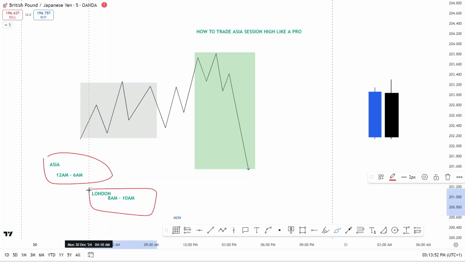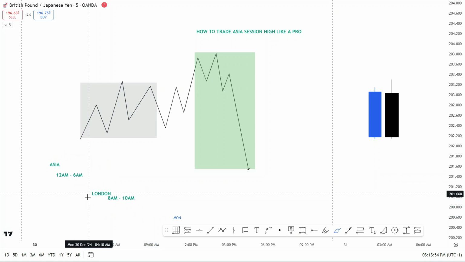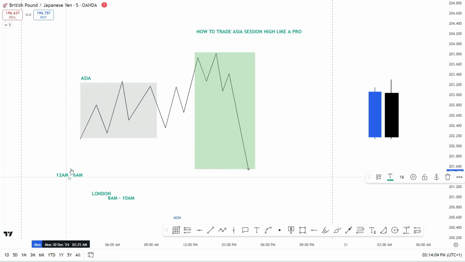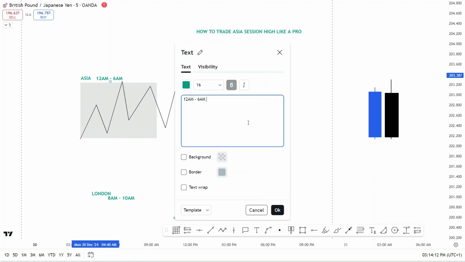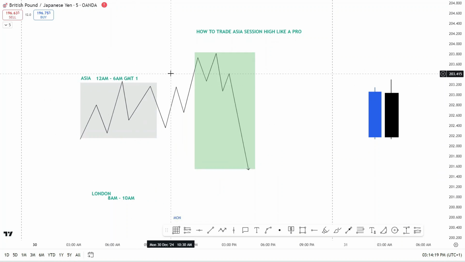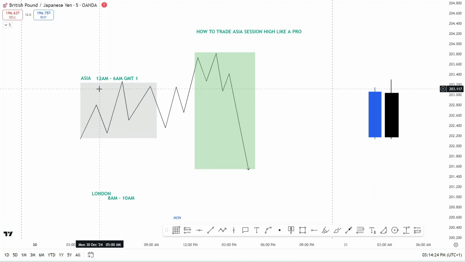Okay, so the first thing that we must do is understand our time. And what are the times? Asian time, we have it as 12 a.m. to 7 a.m. GMT plus 1 time, GMT time or UTC time. Now this timing is very important because it will tell us exactly when to enter our trades.